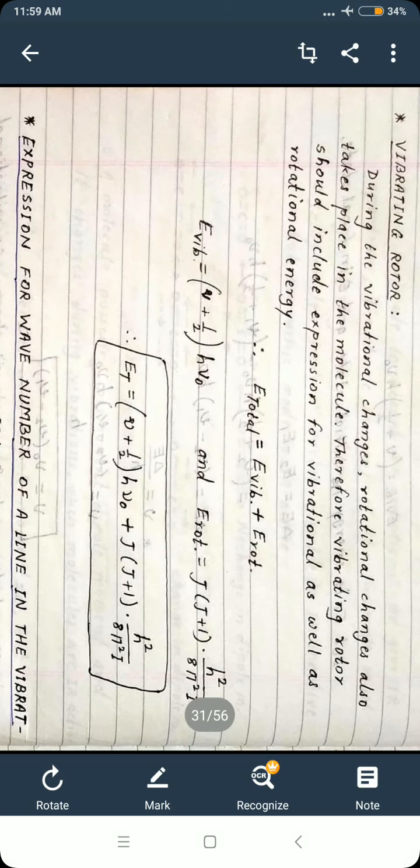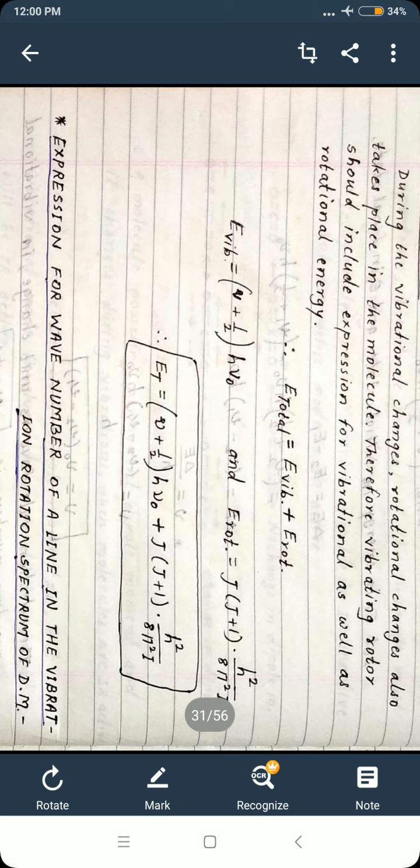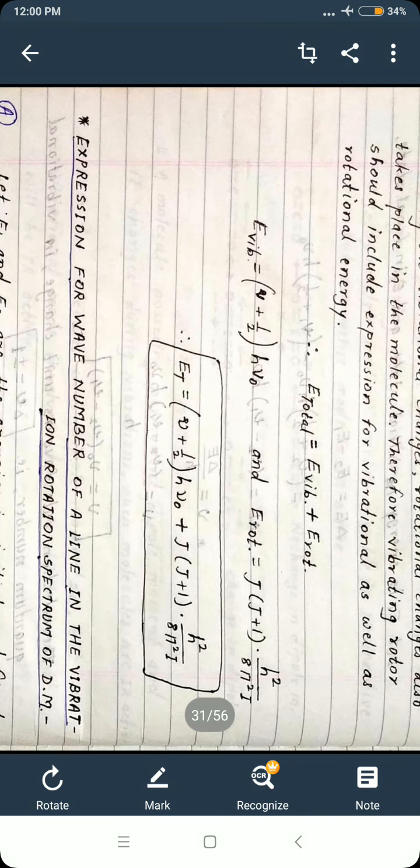Therefore, E total energy of that molecule is nothing but the energy because of vibrational motion, vibrational excitations, and the energy because of rotational excitations. That is, E total is equal to E vibrational plus E rotational. We know for vibrational excitations, the energy is (v plus half) h nu 0, and for rotational motion the energy is J(J plus 1) into h square upon 8 pi square I. Substituting these values, E total becomes equal to (v plus half) h nu 0 plus J(J plus 1) h square upon 8 pi square I. This is the expression for the total energy of a molecule which possesses vibrational and rotational excitations.